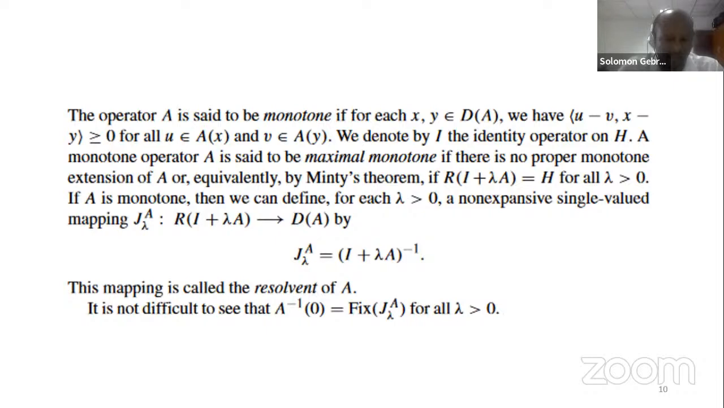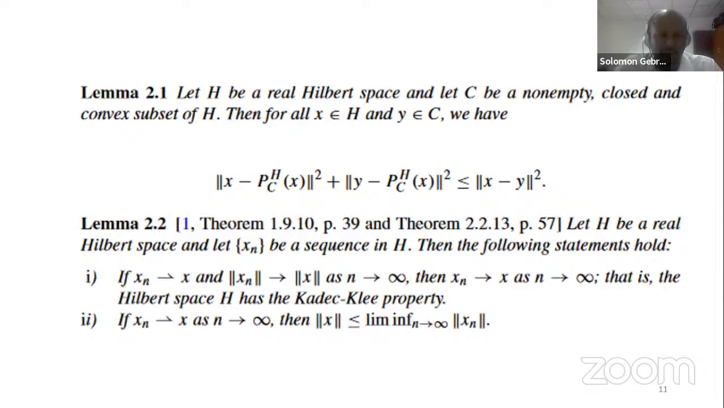And this is also another very important lemma, which is used to prove the theorem, where we have H a real Hilbert space and C a non-empty closed and convex subset of H. Then for all x in H and y in C, this condition is satisfied: the norm of x minus the projection of x from H to C, squared, plus the norm of y minus the projection of x from H to C, squared, is less than or equal to the norm of x minus y, squared. This is a very important inequality that we are going to use in the proof of the theorem.